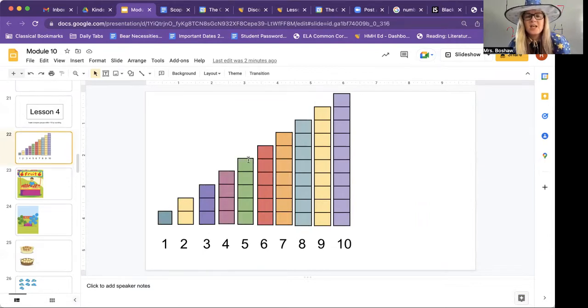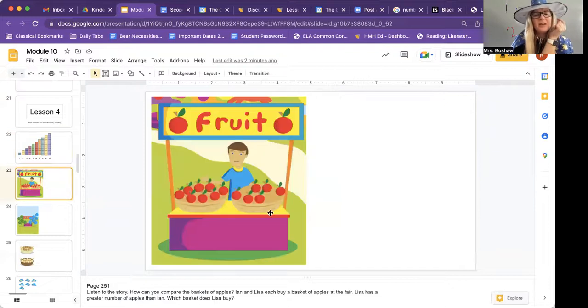Each time we count, it gets greater, it's bigger, right? By 1, we could go up 1. 5, put 1 more on, we have 6. 6, put 1 more on, we have 7. Okay, and it kind of is like a staircase, doesn't it? Doesn't it look like a staircase? A little bit. All right, let's go to page 251 in your book.